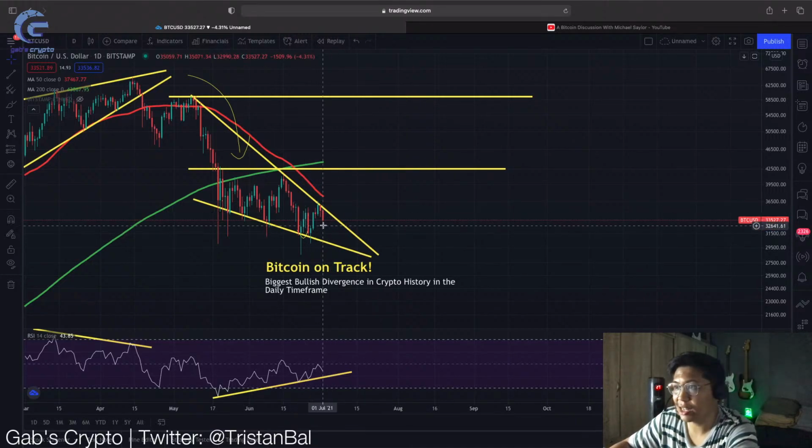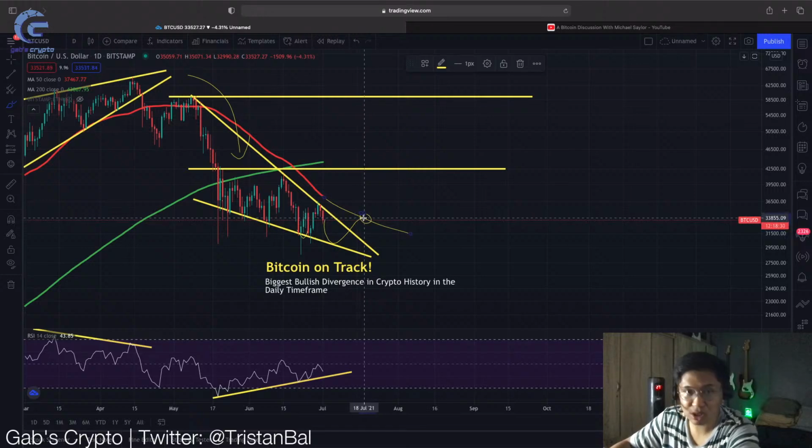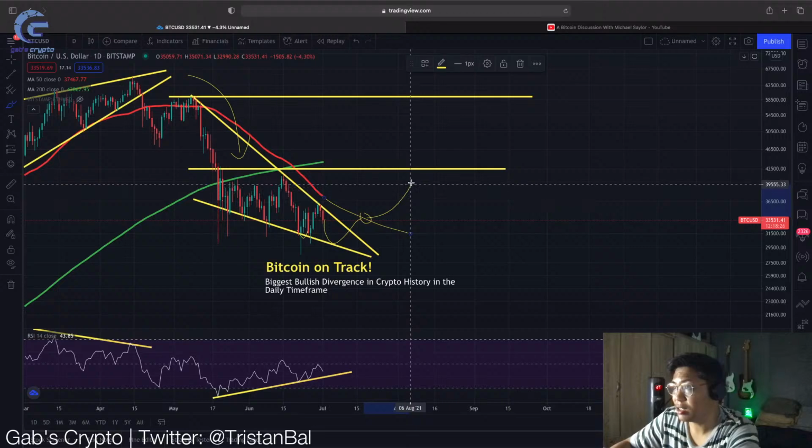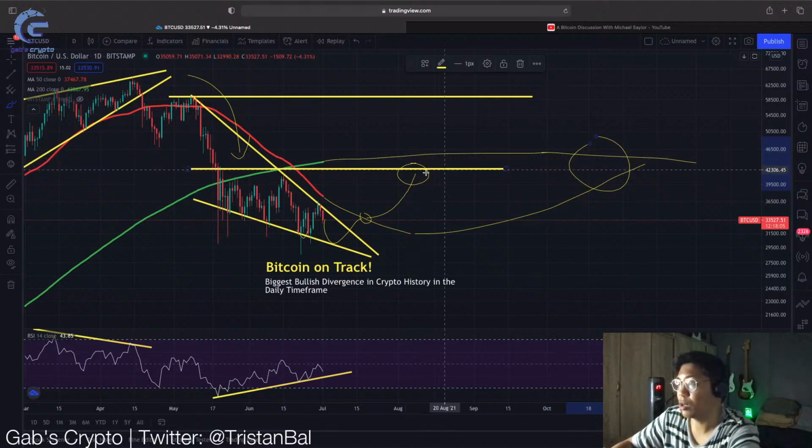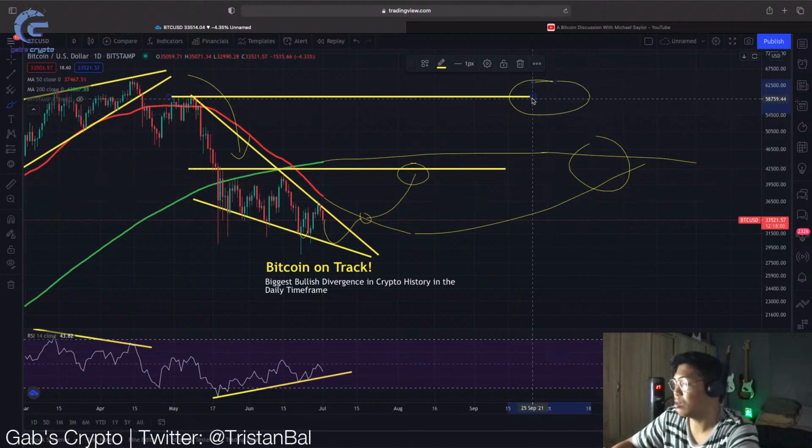The first milestone na kailangan natin tingnan is first itong 50 moving average. Kailangan niya ma-break to. So if na-break natin yan, yan yung first milestone natin. Now the next milestone will be this 42,500 US dollars. So if na-break natin siya, that's our second milestone. Ano ba yung next milestone natin dyan? Next milestone is for us to have a golden cross. So we need to have a golden cross dito for our next milestone. And then our last milestone, of course, is this around 59,000 or 60,000 US dollar area.